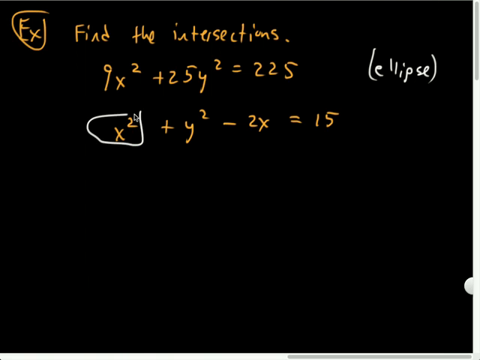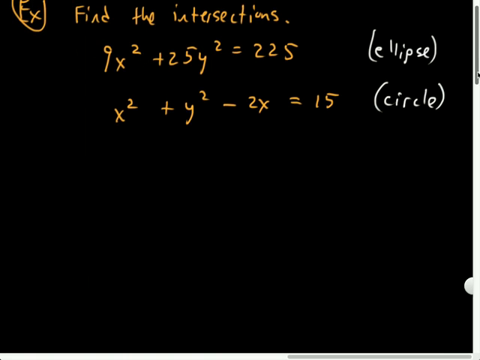I've got two squared terms, so it's not a parabola. Their signs are the same, so it's not a hyperbola. And their coefficients are also the same. They're both positive 1, so it must be a circle. All right, so side note, how many intersections between an ellipse and a circle could happen?